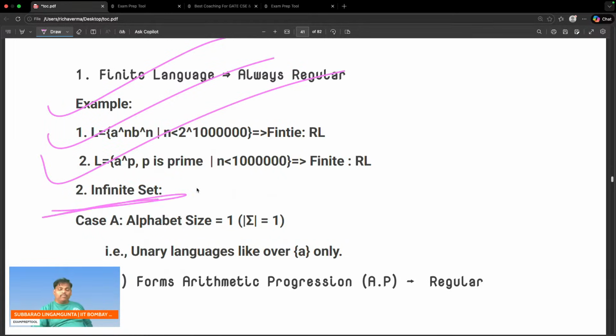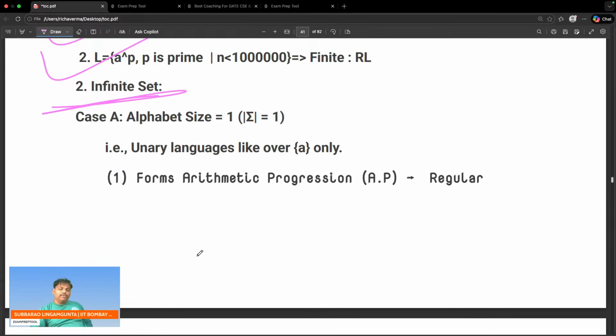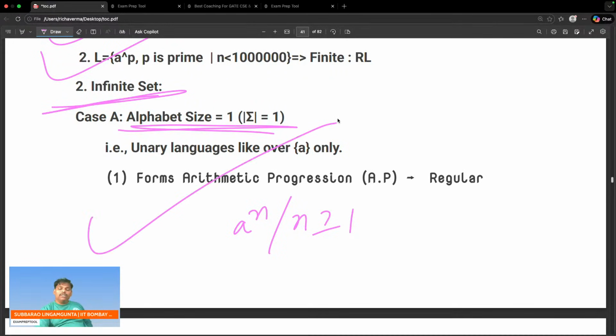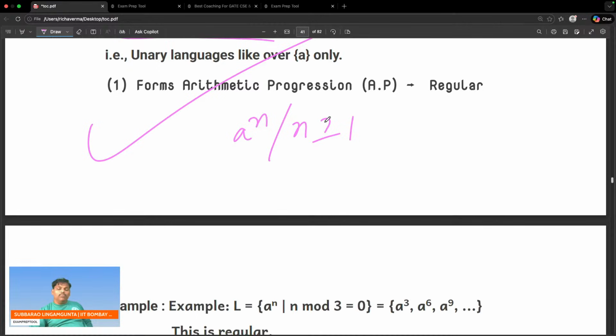Infinite language, come here. If the alphabet size is 1, like a power n, these are unary languages, like a only. They form an arithmetic progression, like a power n where n is greater than or equal to 1. If it is an arithmetic progression, you can check, that is regular. Arithmetic progression is regular.